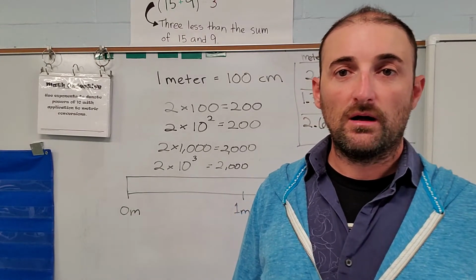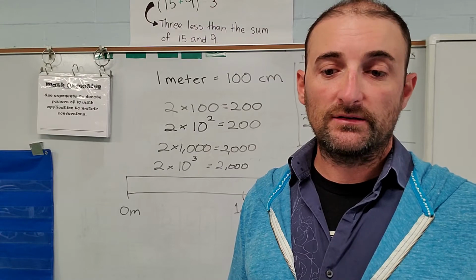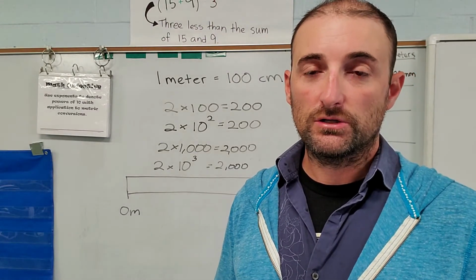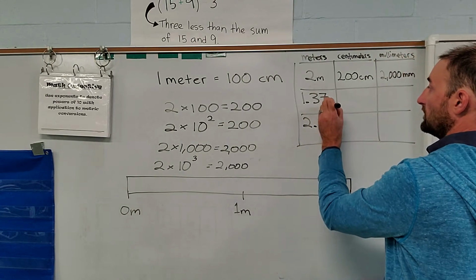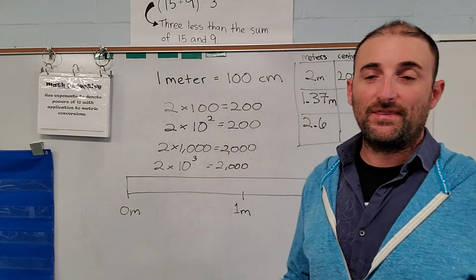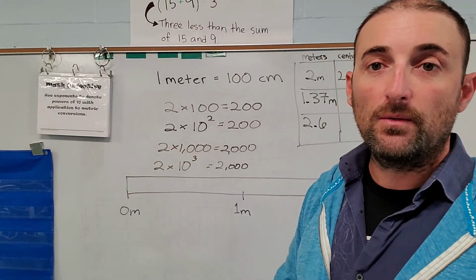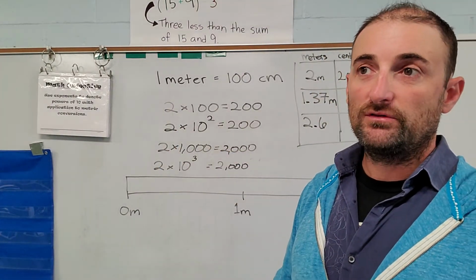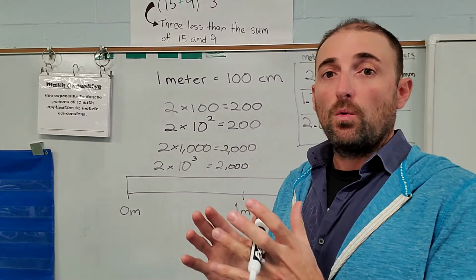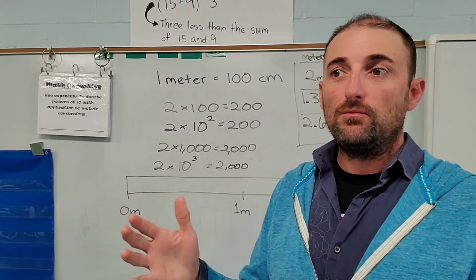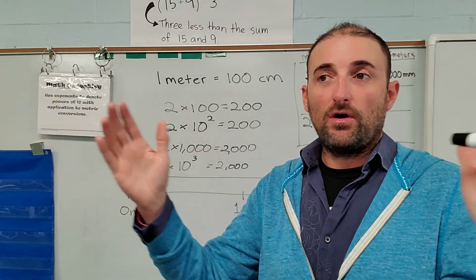Now in the next problem, we're going to be using a number that's not a nice whole number like 2, but it's 1 and 37 hundredths. So 1 and 37 hundredths meters. How are we going to find what that is in centimeters? Well, we're going to use the same equation. We're going to multiply by 100. And if you notice, when we go from a larger unit like meters to a smaller unit, we're multiplying because there's many more centimeters than meters. For every 1 meter, we have 100 centimeters.